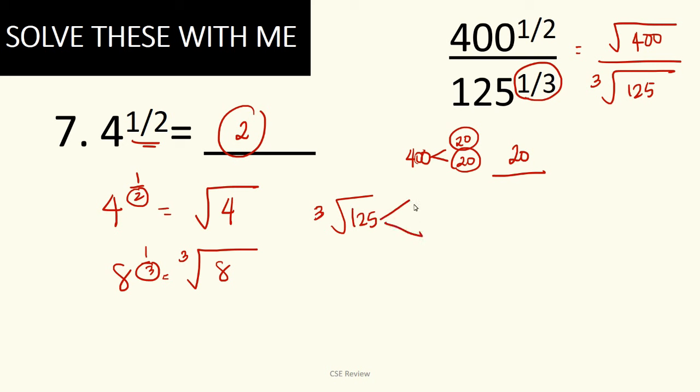So, 125 divided by 5, you can start with that. 5, you have 25. Itong 25, pwede siyang 5 and 5. So, ibig sabihin nun, meron kang tatlong 5. 1, 2, 3. Pwede mo na siyang ilabas dun sa payong. So, that is going to be over 5. The answer becomes 4. It's really that simple.